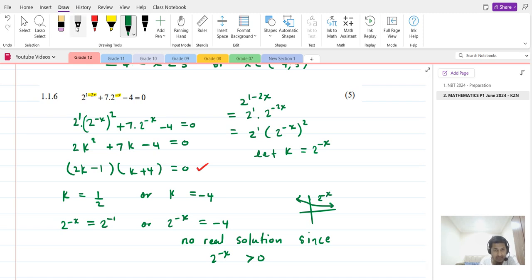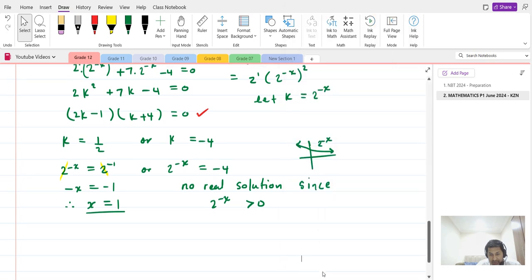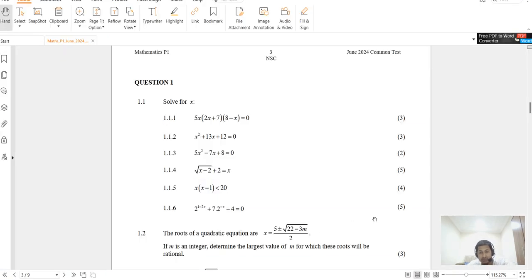Anyways, let's solve this. Since it's an exponential equation, we drop the base and equate. So we have negative x equals negative 1. Multiplying both sides by negative 1, therefore x equals 1 only. Right, so what's my answer? x equals 1. Perfect. Let us continue to solve the next problem. Right, quite simple so far.